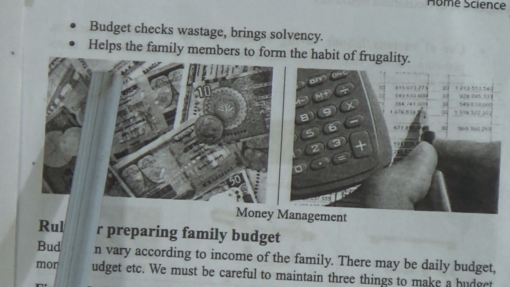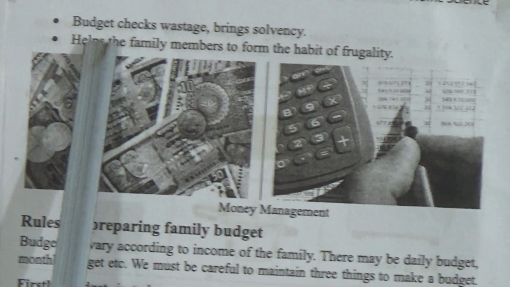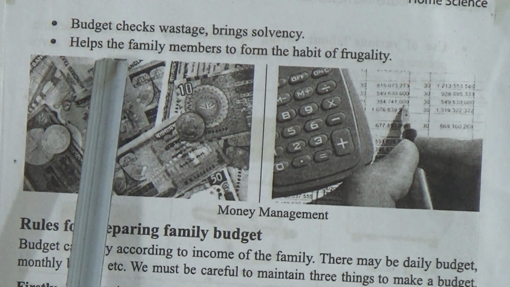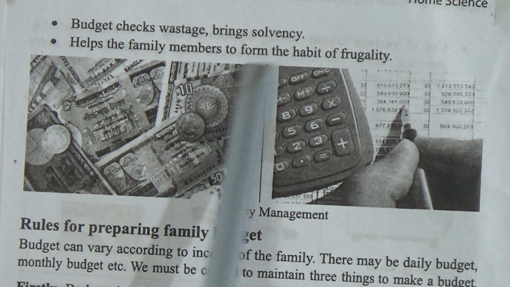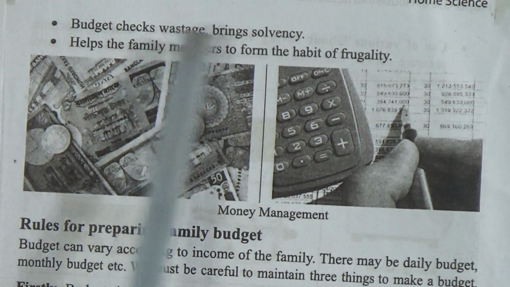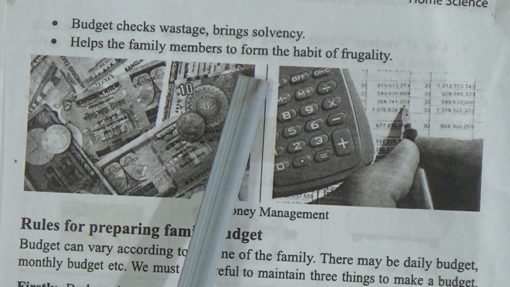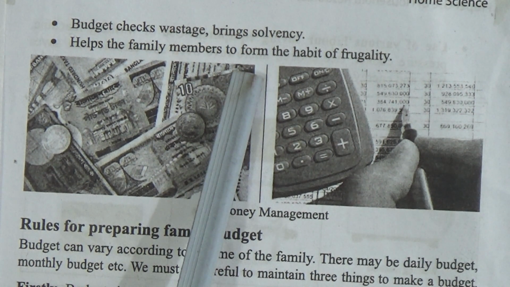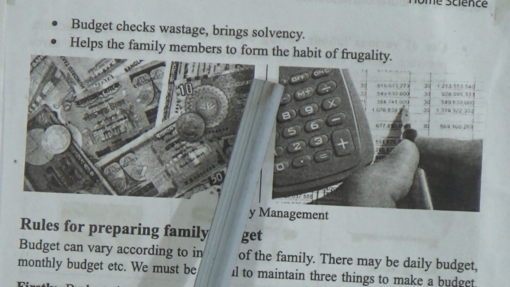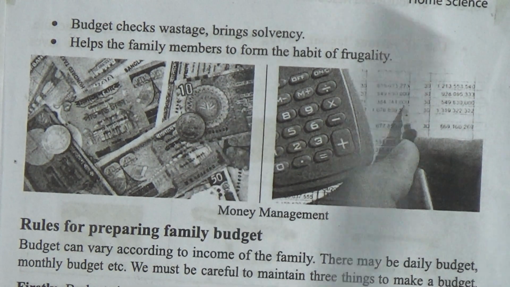There are a lot of necessities of making a budget. Next one is that budget checks wastage and brings solvency. And the last one is that it helps the family members to form the habit of frugality. So if we maintain the budget, if we follow the necessity of making a budget, we can find out where we have to spend and we can enhance the sources of our income.